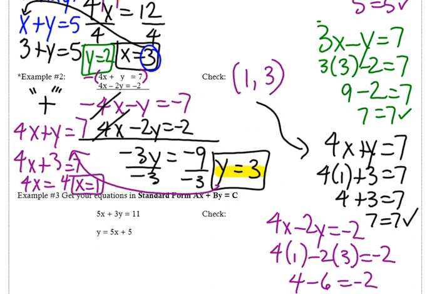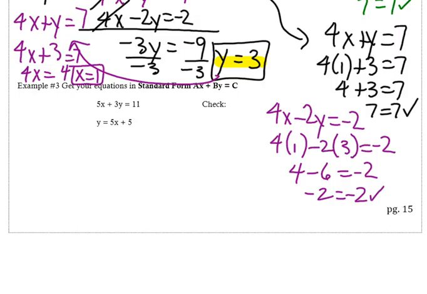Okay, so let's do one more together. And what happens if my equations are not in standard form? Well, that's a simple enough remedy. We can get them in standard form. This needs to be in standard form, so I'm going to bring my 5x to the other side, and it looks like that's going to work out nicely for me because it will become negative. So negative 5x plus y equals 5.